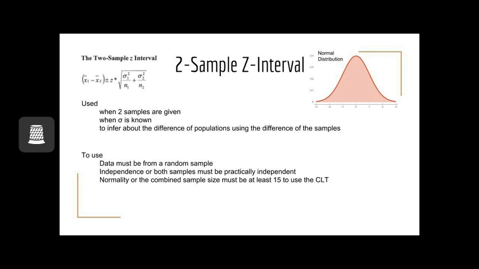You would use this when you have two samples, when standard deviation is known, and to infer about the difference of populations using the difference of the samples. It's basically the same thing as the two-sample z-test, except it's not a test, it's an interval. So that being said, all assumptions apply from the two-sample z-test to this two-sample z-interval.